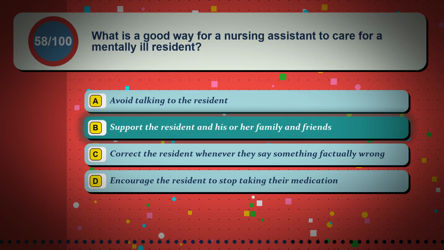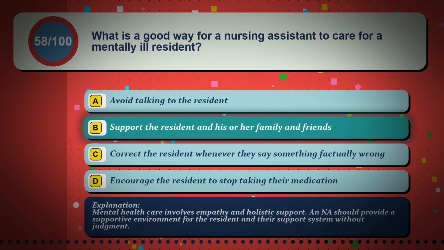The correct answer is option B, support the resident and his or her family and friends. Mental health care involves empathy and holistic support, and NAs should provide a supportive environment for the resident and their support system without judgment.